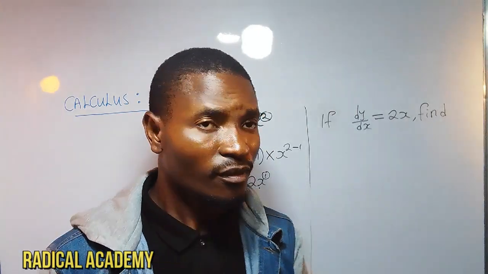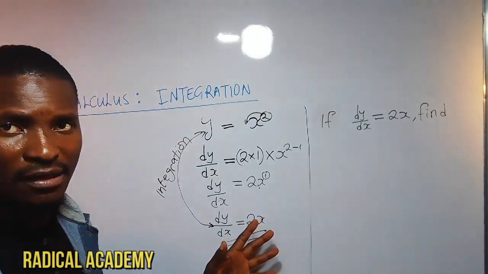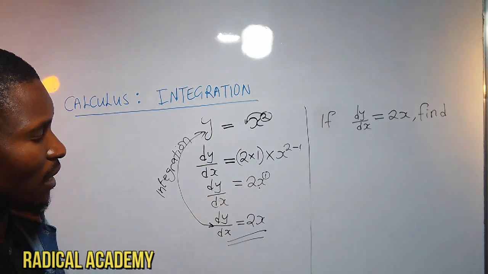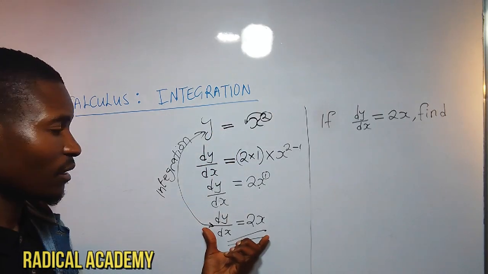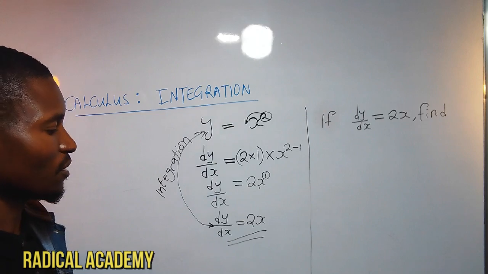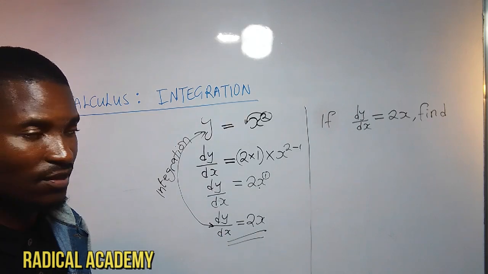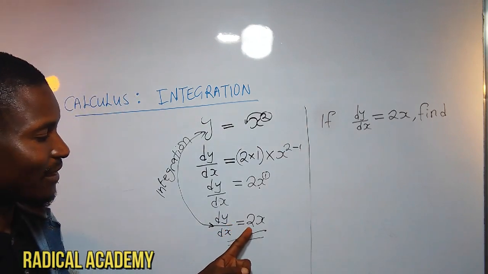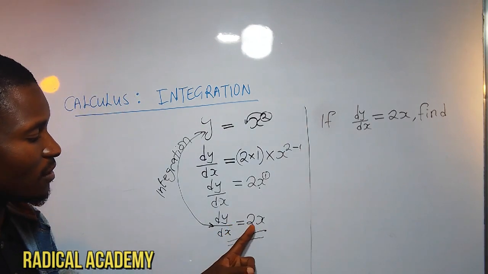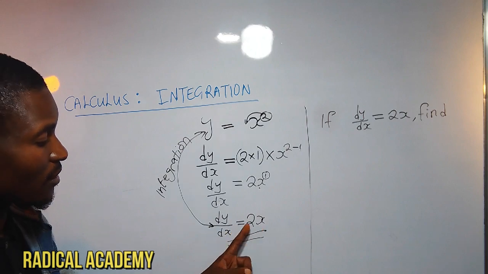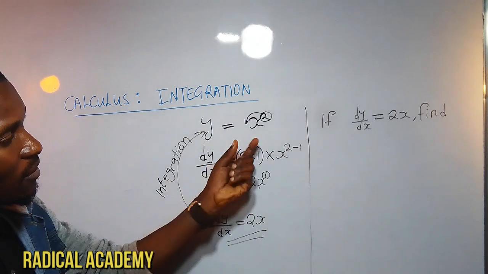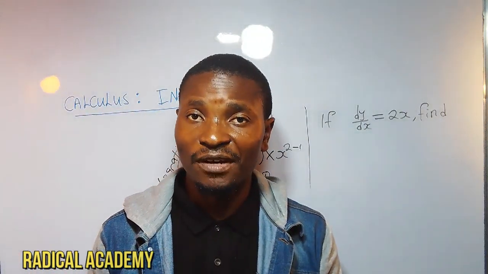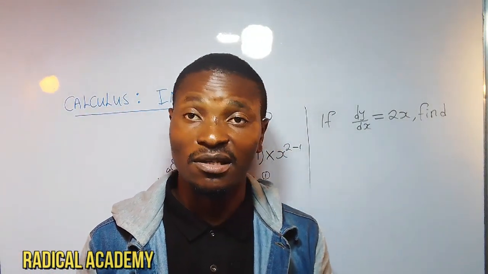So you can see from here that we have y equals x squared, and we have the differentiated equation as dy/dx equals 2x. Now, how do we get from this dy/dx equals 2x back to this original function? Okay, so I'm going to keep it very simple and very straightforward.